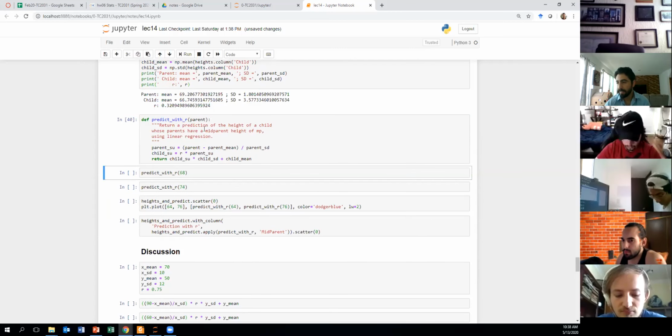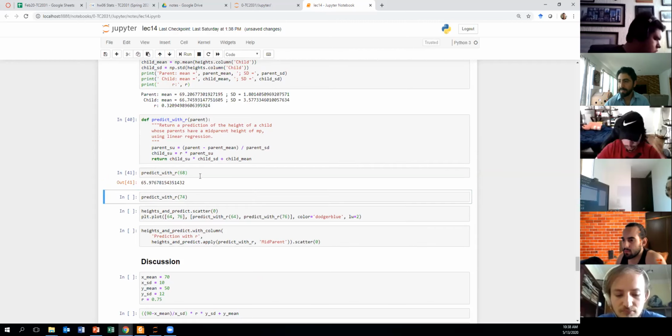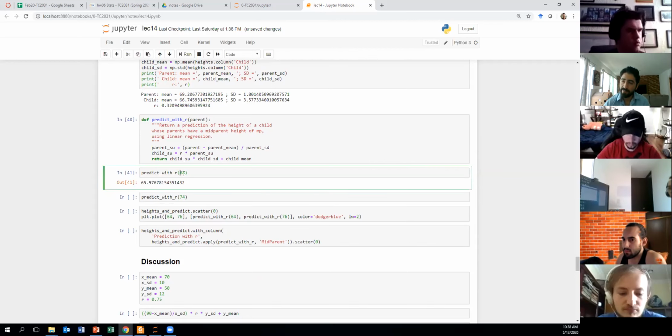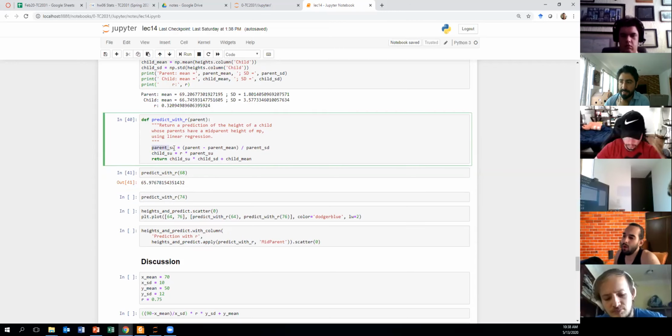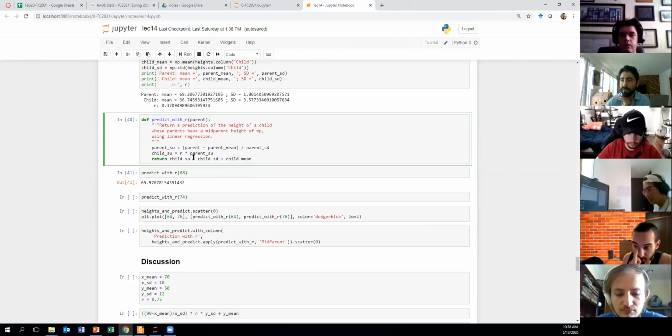So using these functions, now I can predict the height of my child using R, not using average anymore. If you remember, the standard unit for my parents is the value minus the mean, divided by the standard deviation. For the child it is the same. For the child, I'm now using R multiplied by the parent standard unit. So you remember the equation.